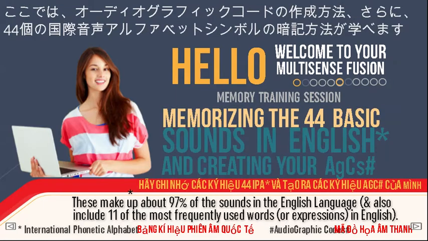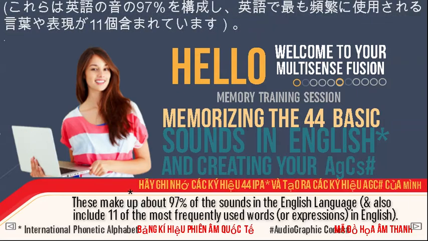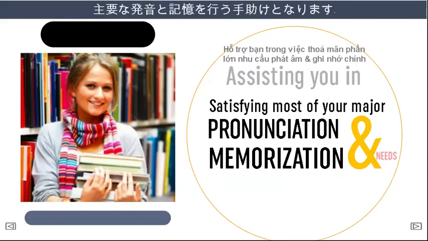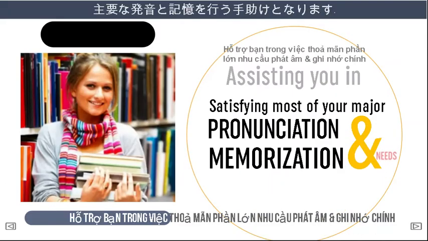In it, you will learn how to create an audiographic code as well as memorize the 44 symbols of the International Phonetic Alphabet. These make up about 97% of the sounds in the English language and include 11 of the most frequently used words or expressions in English. Introduction: Creating your first 20 audiographic codes, assisting you in satisfying most of your major pronunciation and memorization needs.